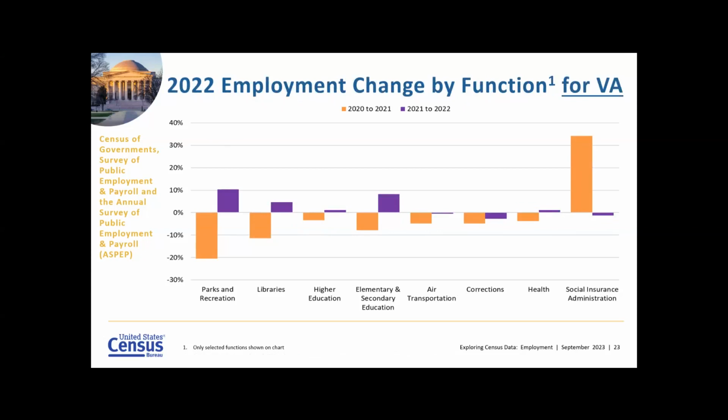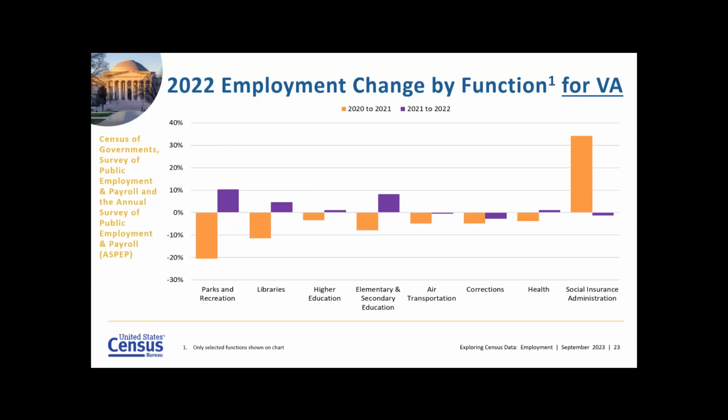We can see for Virginia that Parks and Recreation declined even more so than the national level, even more dramatically, and then went back up, partial rebound from 2021 to 2022. Libraries had a similar effect. Same with higher education and elementary and secondary. Air transportation is fairly similar to the national level, where it declined from 2020 to 2021, and then stayed fairly static from 2021 to 2022. Corrections, just like nationally, declined both years.